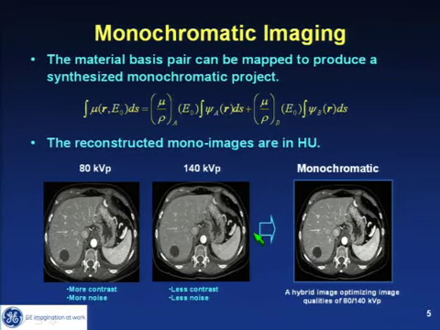So here is an illustration where you start with 80 and 140 kVp, and you convert that projection set into two material bases and use this equation to convert into monochromatic energy images. Of course, by selecting different E0 values, you can generate all different energies ranging all the way from very low to very high. So the question is, how do you select the best energy to represent?